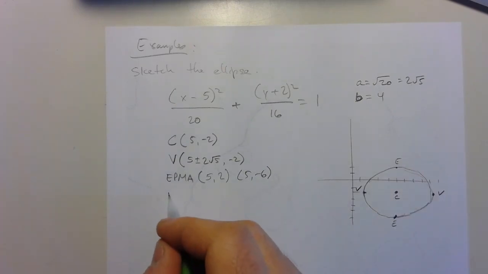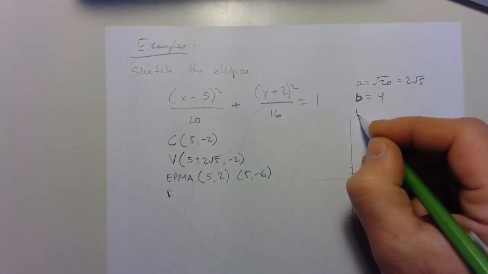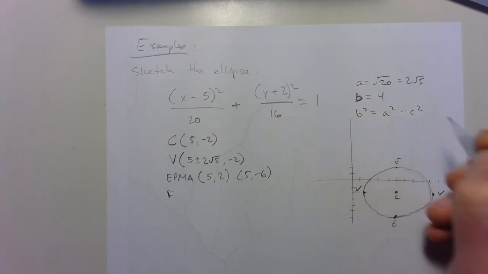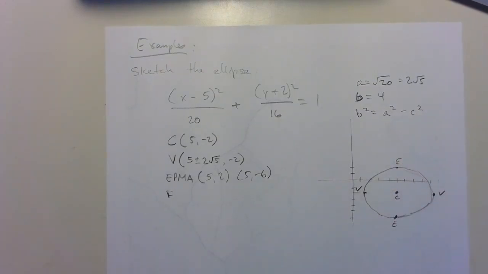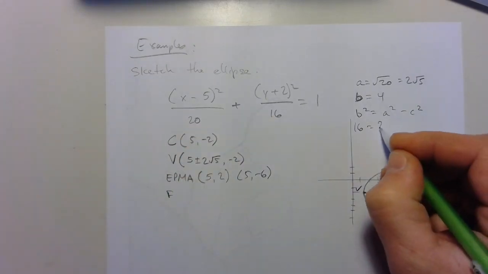Okay, we do need the foci for this. Since we have this, remember the foci are going to be inside. So b squared, since a is larger, is a squared minus c squared. Then we have b squared, that's 16, and we have a squared, that's 20.